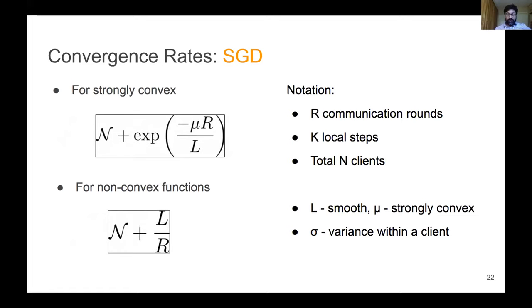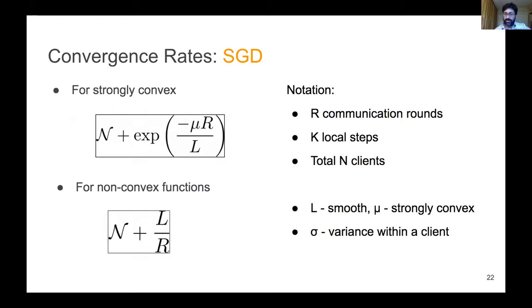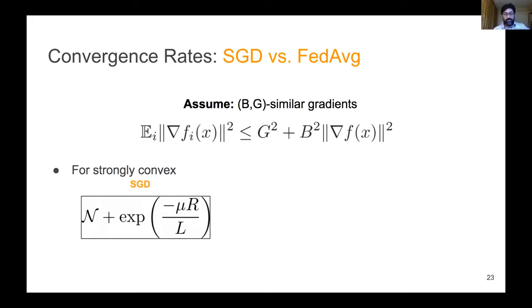So just to discuss the rates, I'm going to hide the noise term by this calligraphic letter because it's not super important what the exact form for it is. Okay. All right. So we can analyze SGD and federated averaging, and this is the kind of rate that we get. So for strongly convex functions with SGD, we have the rate that I showed you. Now to talk about a rate for Fed averaging, we need to make a certain assumption on the gradients. It should be pretty evident that there is no hope of convergence in general, but if there is some amount of similarity between the clients, then we might be able to show a convergence rate in terms of how similar the clients are.